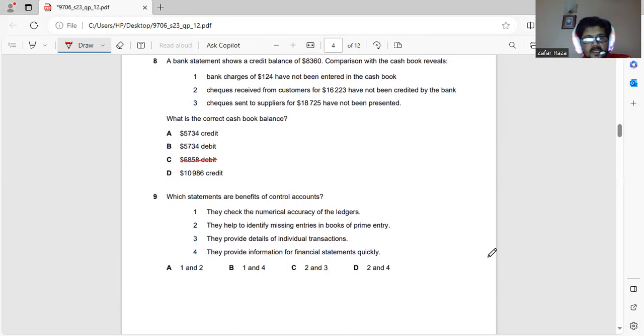Now, which statements are benefits of control accounts? They check the numerical accuracy of the ledgers. Yes, this is the case. They help to identify missing entries in the books of prime entry. No, it has nothing to do with that.